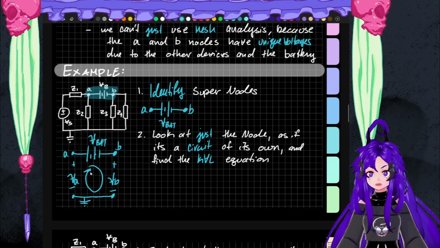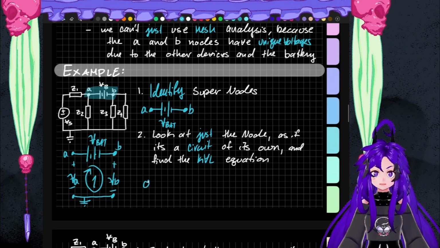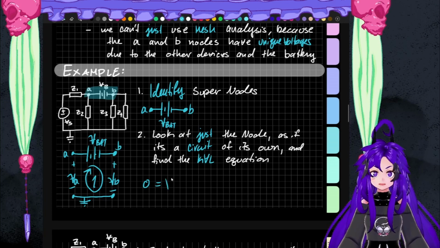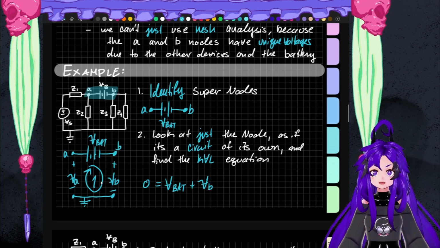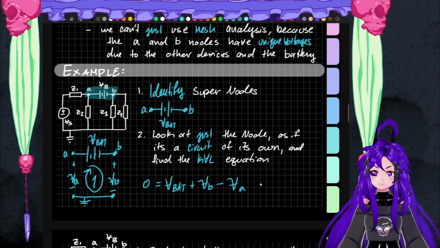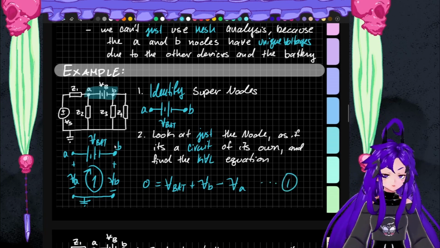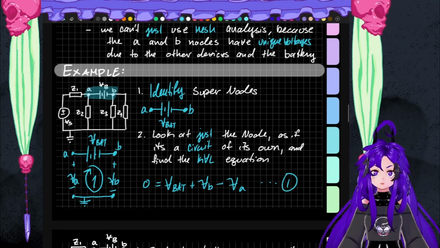And we're going to draw our current, right? So we'll get a KVL equation. It'll be 0 equals, all right, we're coming into the positive side, so V battery, plus, because we're coming into the positive side, of VB, and then we're coming into the negative side, so minus VA. Excellent. First equation down.